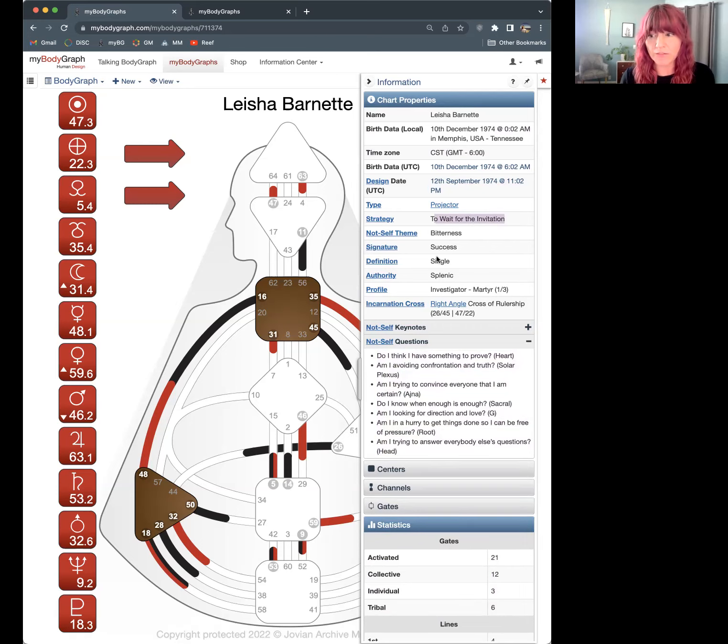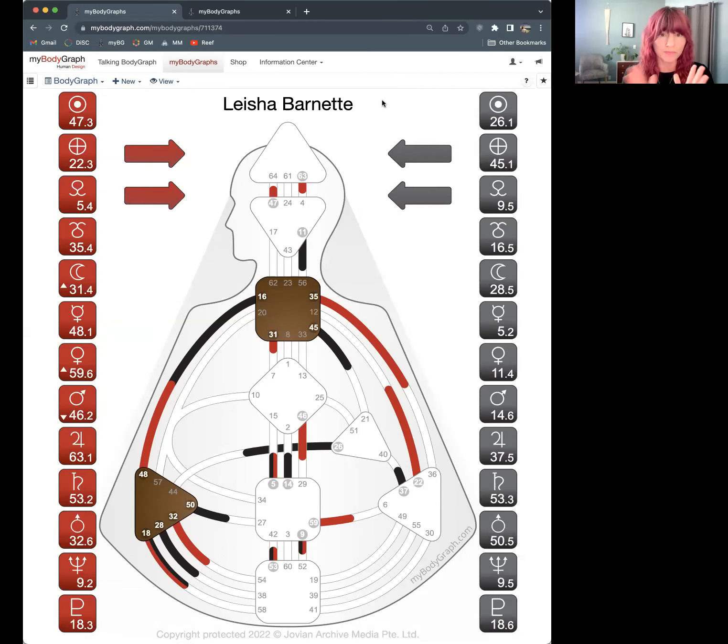If I'm always waiting for the invitation and depending on my inner authority, which is splenic, to tell me what invitations are correct, that's going to navigate everything. So I just always like to bring that back to, it can be really complex and heady and mind-boggling and all these things, and yet we can just always go back to strategy and authority.